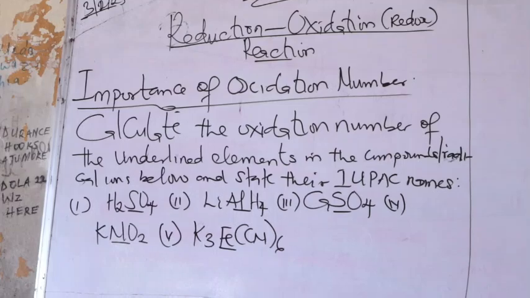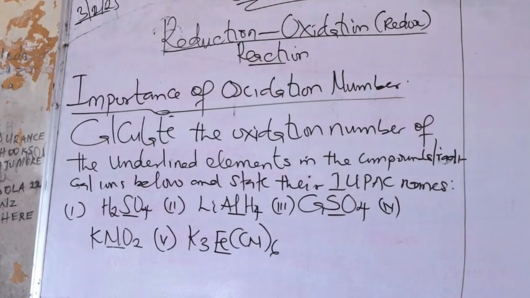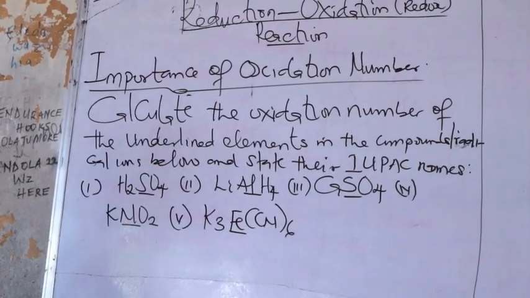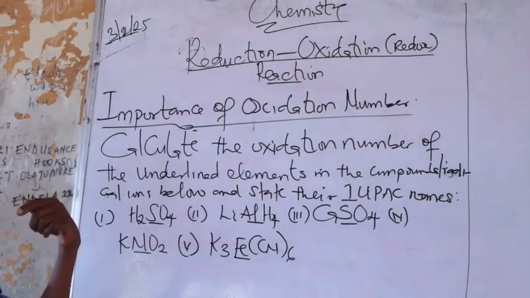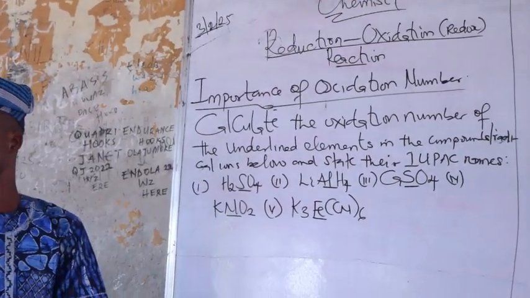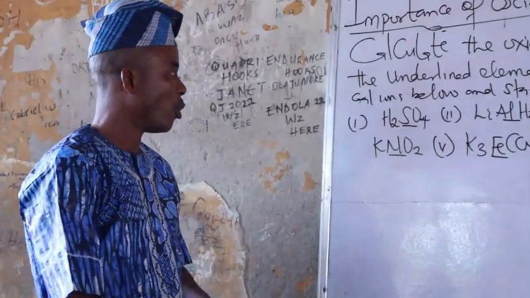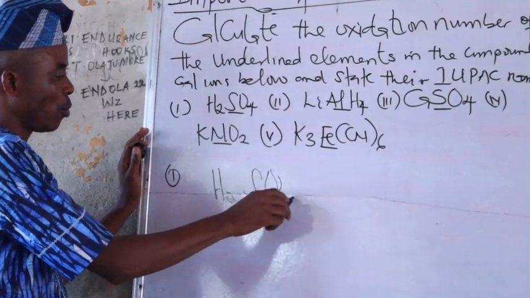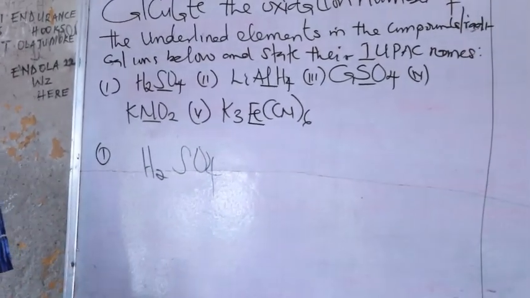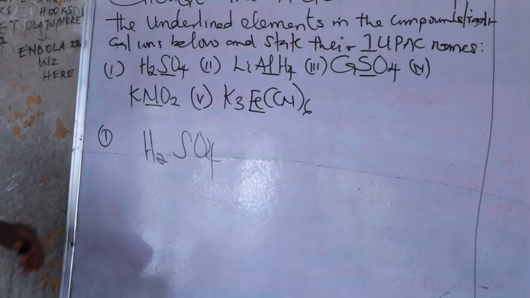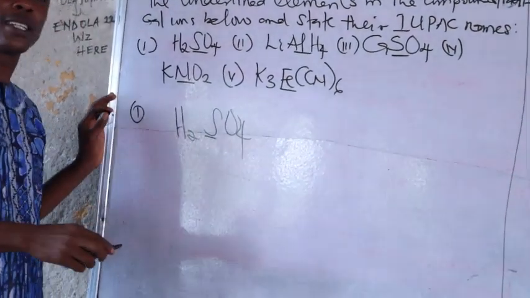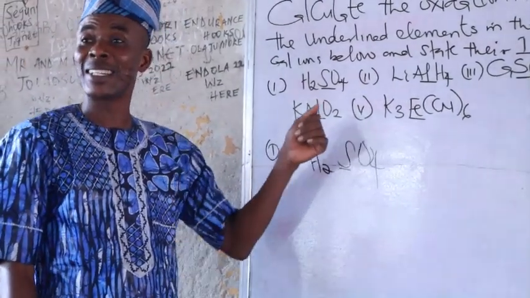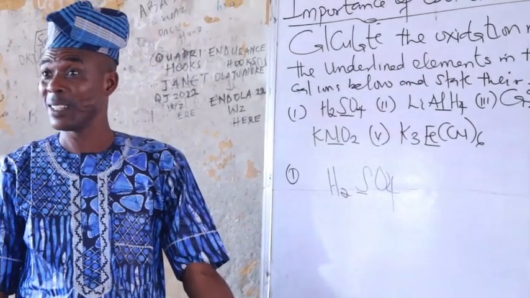H2SO4. Just as I asked you before, the name of this compound, you say it's tetraoxosulfate acid. Then how do you get that 6 from this compound? Let's look at 1, H2SO4. This is what you are looking for. That means it is essential that you must know the oxidation number of the first element and the last element. And I've told you how to know that.